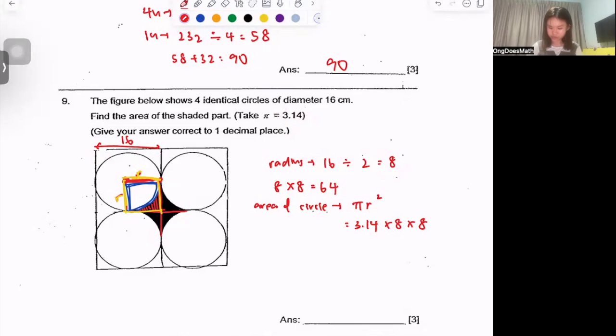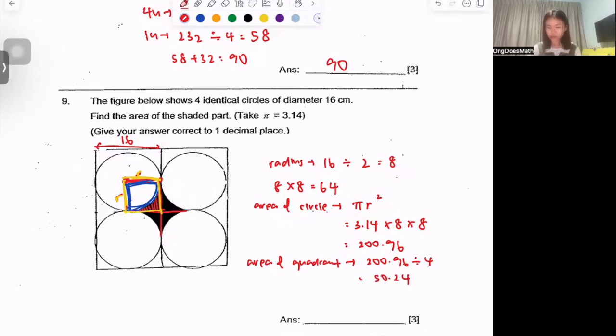Which means if you just punch into your calculator, you should get 200.96. But we don't want the area of a circle. We want the area of this blue quadrant, this guy over here. So to do that, we just have to take 1/4 of the area of circle. So area of quadrant is just 200.96 divided by 4. And that should give you 50.24.